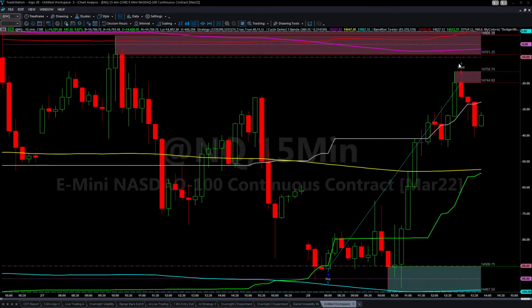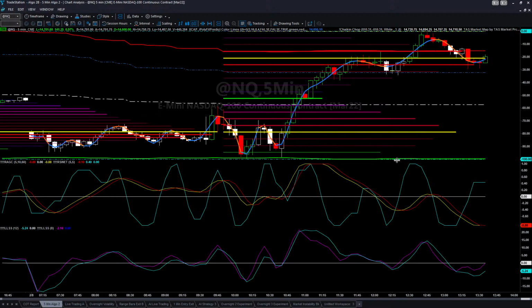We got good resistance right here between the 744 and 758 levels, which is good. Let's take a peek at the 5-minute. Look at that. Right there. Interesting. That's the reason I added this, because I wanted to see what would happen right there. Interesting to see.